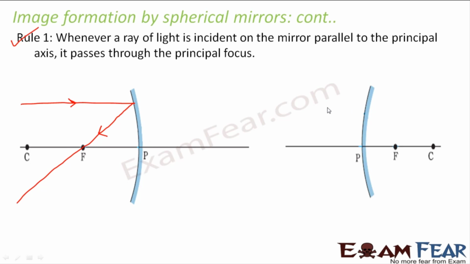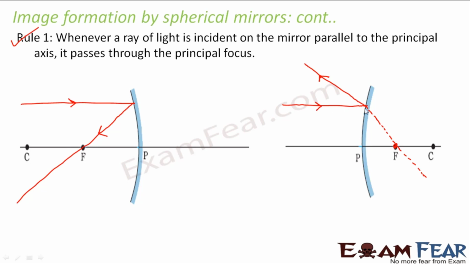So what will happen in case of a convex mirror? In convex mirror, suppose this is the ray of light which is incident parallel to the principal axis. Now after reflection, what will happen? As it strikes the mirror, this ray will have a tendency to move like this, that is, it will diverge. But if you extrapolate it, it will appear as if it is passing through the principal focus.